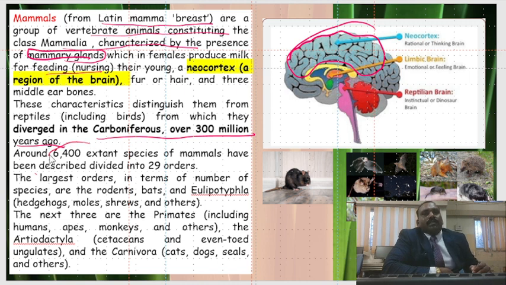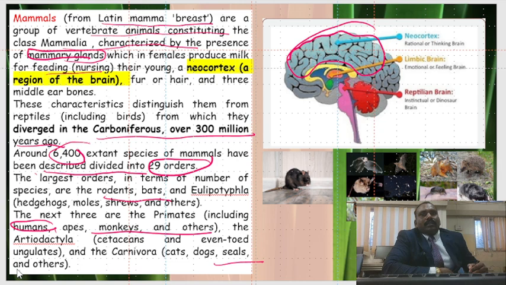Around 6,400 extinct species of mammals have been described and divided into 29 orders. The largest order in terms of the number of species is the rodents, followed by the bats and the moles and shrews. The next three are the primates, including the humans, also belonging to the mammal category and to the synapsids, along with apes and monkeys, then the artiodactyls, or even-toed mammals, and the carnivora, the cats, dogs, seals and others, all belonging to the family of the mammals.